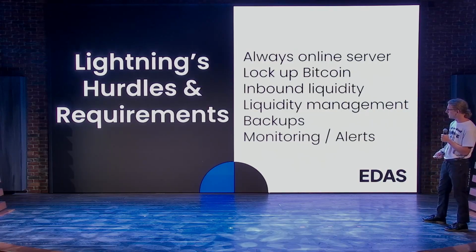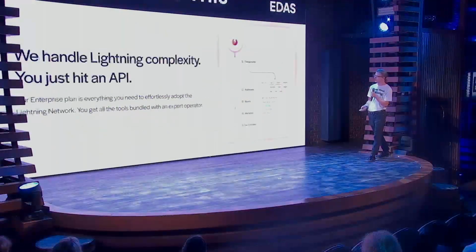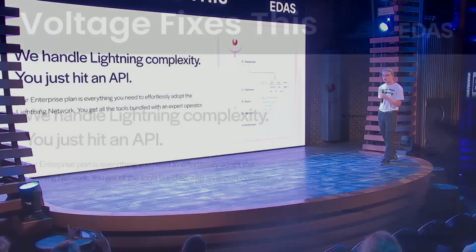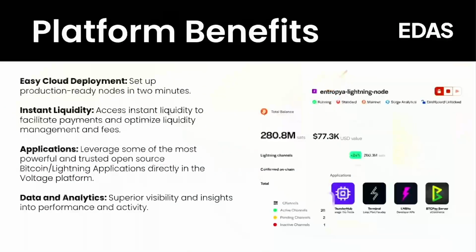But for right now, this is what we do with Voltage. This is exactly what we focus on with Voltage. We're trying to abstract away all this complexity and essentially give you a Bitcoin or a Lightning integration that is just like any other third-party integration that you might have. You just need to hit an API. We'll take the complexity away from you.